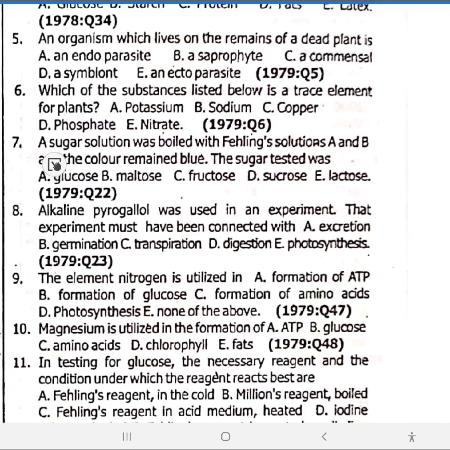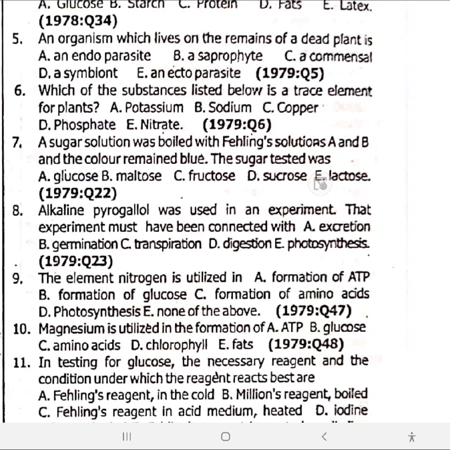Question 7. A sugar solution was boiled with Fehling solution, A and B, and the color remained blue. The sugar tested was, everybody write, food test. That's food test as a subheading. Then go down and write, Fehling solution gives a color change from blue to orange, showing a positive test. I'll tell you what you use Fehling solution to test, but I hope you've written that down.